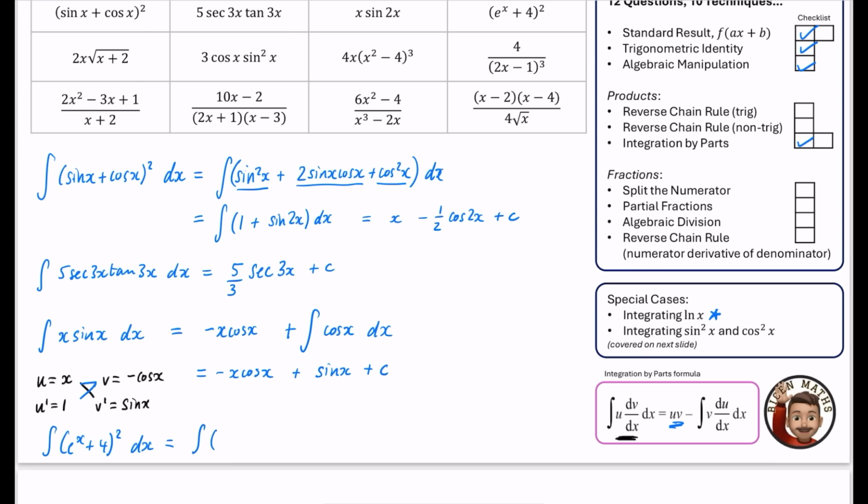So e to the x times e to the x, when we expand these double brackets, is e to the 2x. You then get a 4 times e to the x and another 4 times e to the x, which is 8e to the x. And you get the 4 times 4, which is 16. And this we can all integrate now.